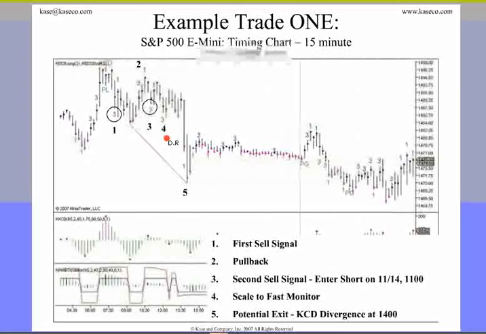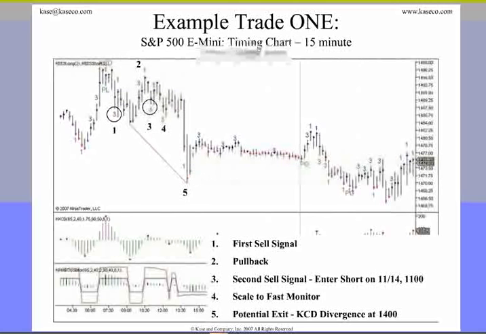The reason I'm not switching yet is I do want to show an example that if we did not scale our trade up, the market would have fallen. We would have had a successful short trade, where at point number 5 we get a KCD divergence, falling price with rising momentum. Momentum is rising here. And we could have exited our position.